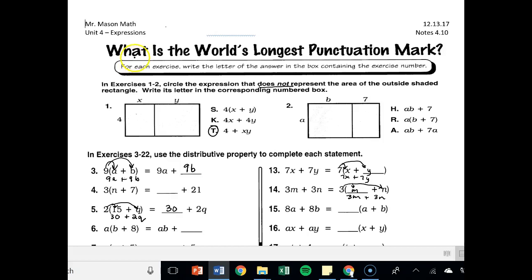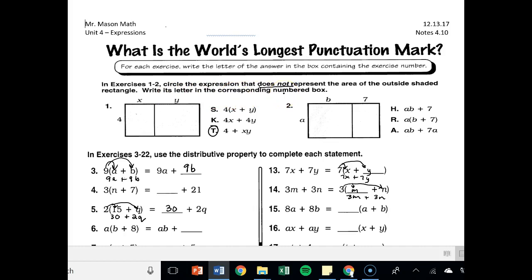So, our riddle today is, what is the world's largest punctuation mark? For each letter, write the letter of the answer in the box containing the exercise number. So, in exercise 1 and 2, it says, circle the expression that does not represent the area of the outside of the shaded rectangle. Write its letter to its corresponding number.